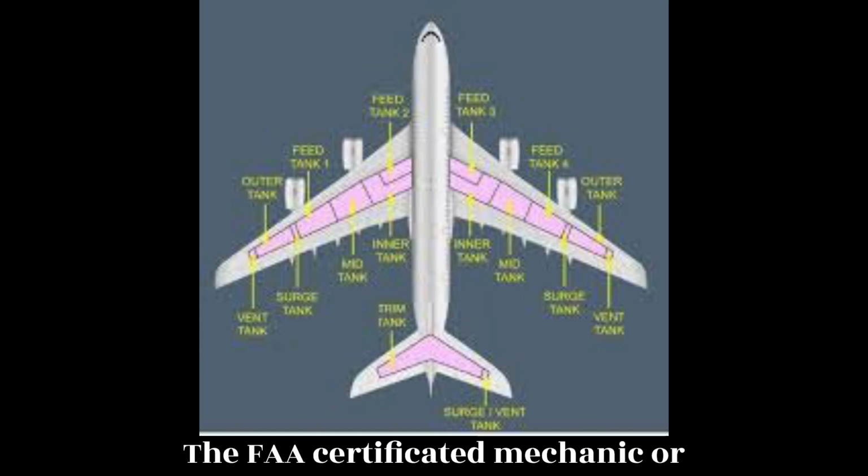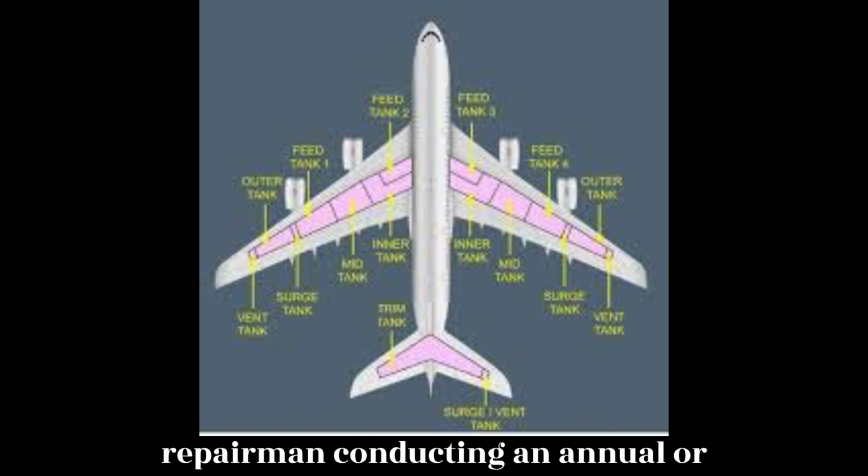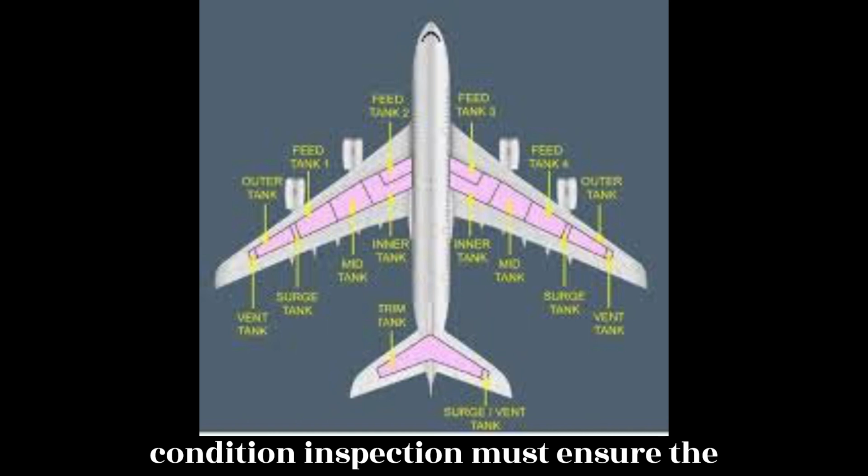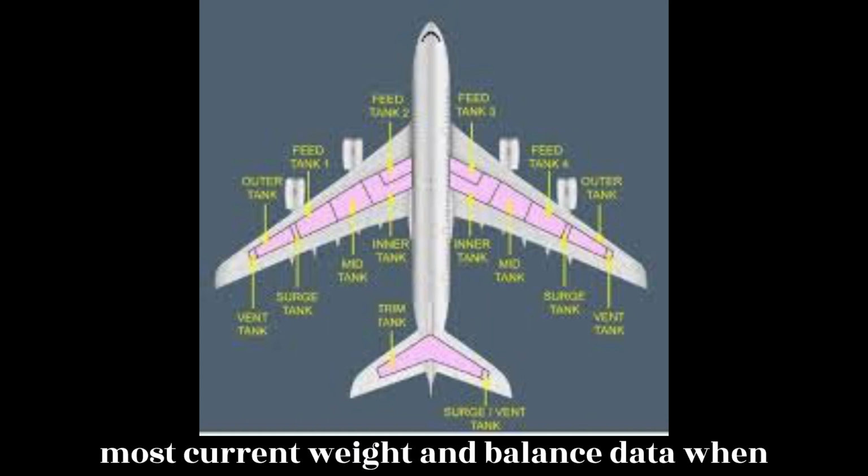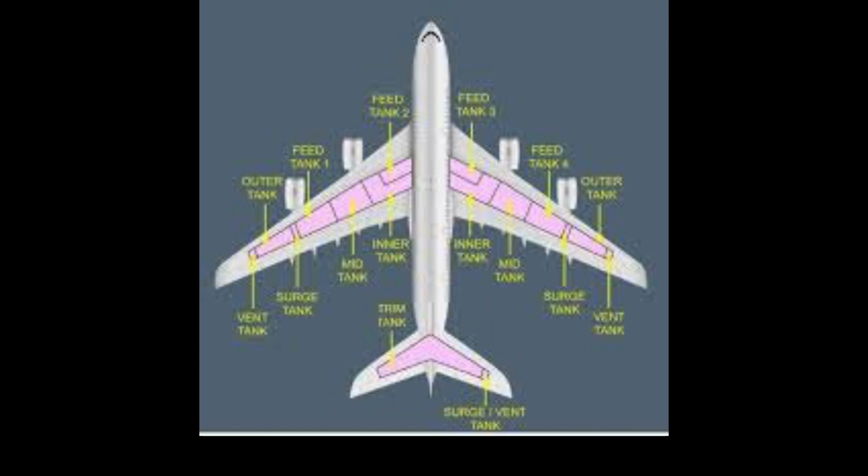The FAA certificated mechanic or repairman conducting an annual or condition inspection must ensure the weight and balance data in the aircraft records is current and accurate. It is the responsibility of the PIC to use the most current weight and balance data when operating the aircraft.